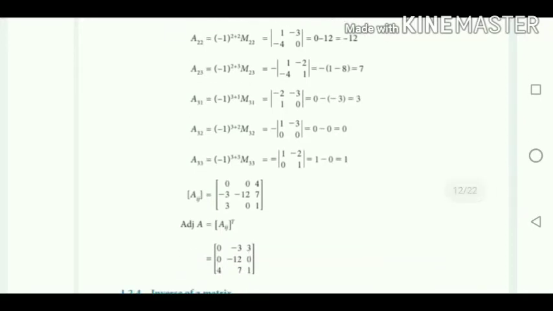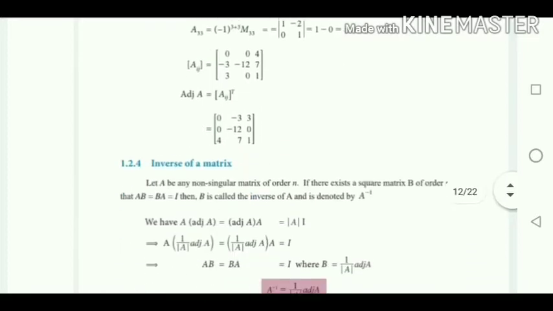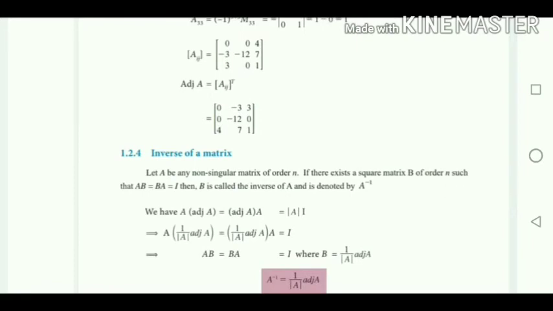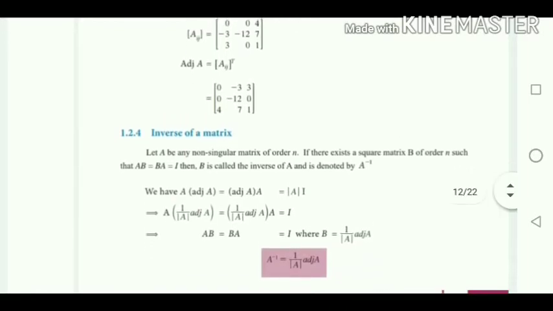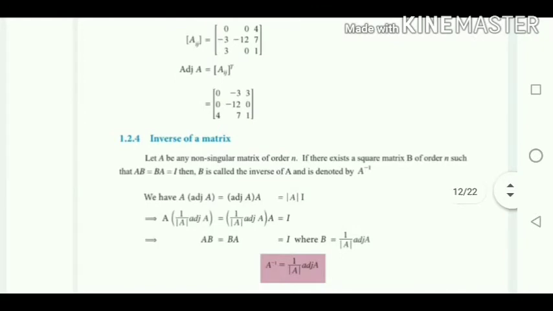For this A ij, you find the transpose. What is the meaning of transpose? You change the rows into columns, that is, the first row is written as the first column. Here the first row is 0 0 4. If I write it as the first column, the first column is 0 0 4. Likewise, the second row, minus 3, minus 12, 7, is changed into the second column. Likewise, the third row is changed into the third column. So if you change the rows into columns, you get the transpose, that is, A ij transpose. This is the answer for the adjoint of A.